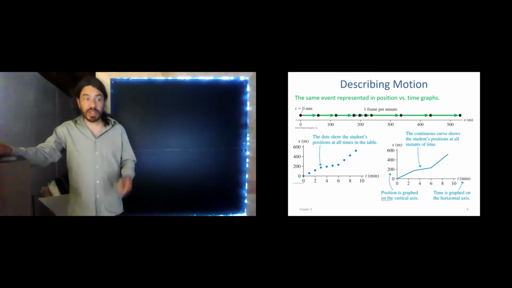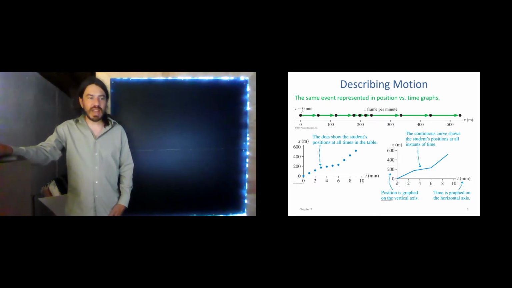I hope that we agree that the slope is the greatest between 6 and 10 minutes. And where is the student moving the fastest? Between 6 and 10 minutes. Where is the slope the least? Well, right here in the middle. Where is the student moving the slowest? Right here in the middle.